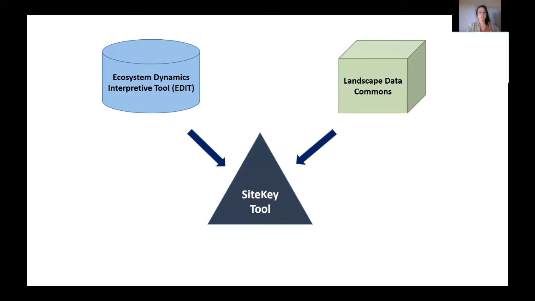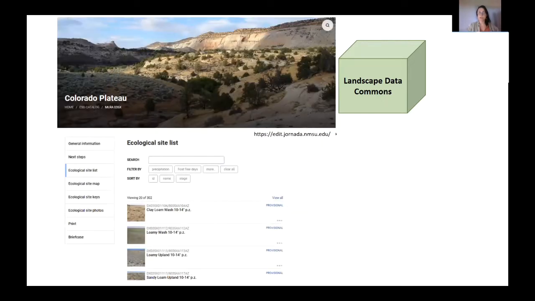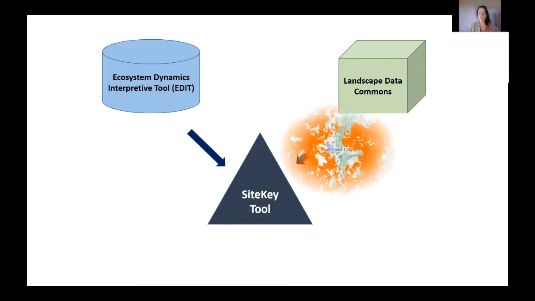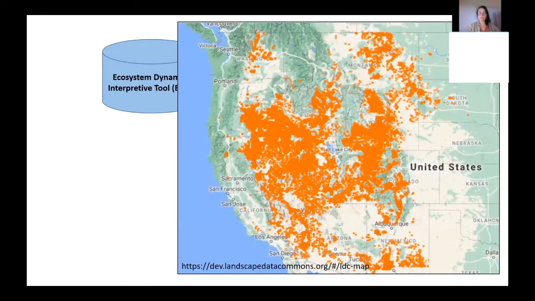So it may be of use whenever there's interest in summarizing and interpreting monitoring data within ecological sites, for example, to look at management or restoration outcomes by ecological site, or to understand differences in ecosystem service provisioning across sites. This tool pulls from EDIT, and it also pulls from the Landscape Data Commons, which harmonizes and aggregates interagency core methods plot data.